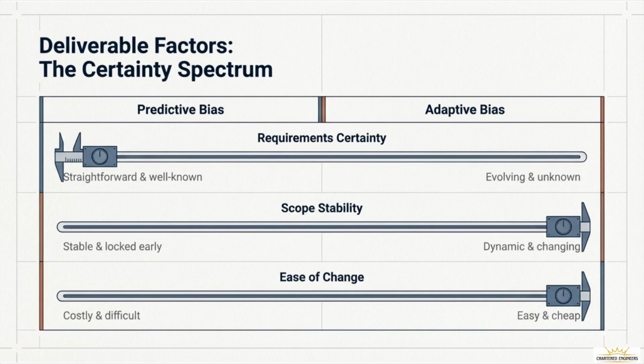If all three are on the left, your path is clear. But if they are split, you might be looking at a hybrid approach. Now, certainty isn't the only thing that pulls us in one direction or another. We also have to consider risk and compliance.